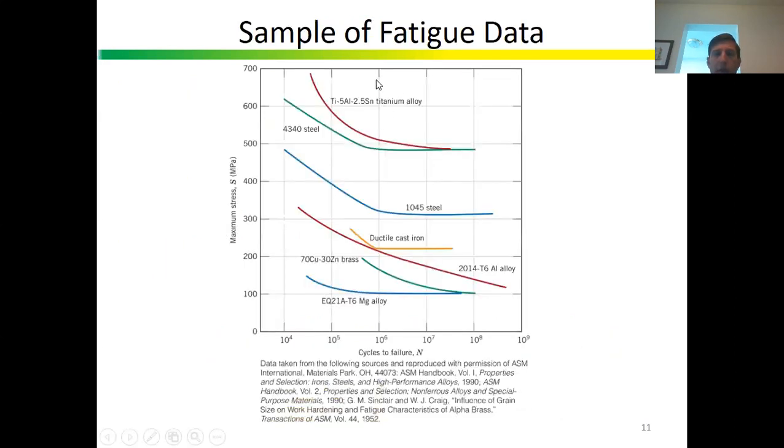So here you have just a sample of fatigue data for like titanium. You can see the endurance limit for the steels and the cast iron. Here you have aluminum, which doesn't appear to have an endurance limit. And we have the magnesium and maybe the brass. The brass looks like it might eventually level off as well. And these are just for the metals. And you can do this sort of thing for composites and polymers as well. And you might get similar looking plots for those materials too.